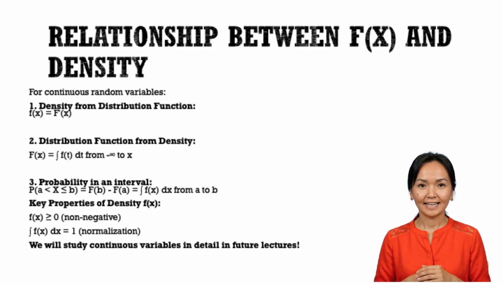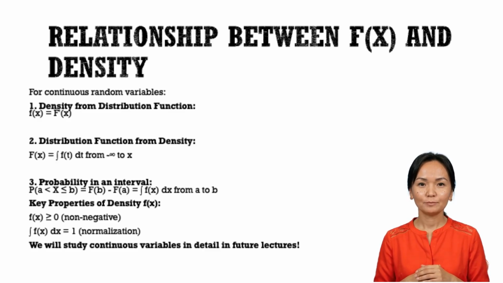Third, the probability that X lies in an interval from a to b is F(b) minus F(a), which equals the integral of f(x) dx from a to b. This is a very important formula. Geometrically, this represents the area under the density curve between a and b. The total area under the entire density curve is 1, and the area between a and b gives us the probability that X falls in that interval.